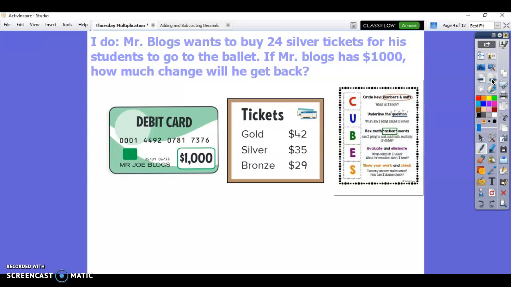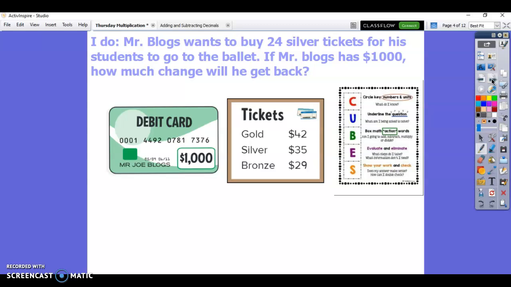Okay, here is a word problem that I want you to just take a moment and listen and follow along as I go. So this is the I do. Mr. Bloggs wants to buy 24 silver tickets for his students to go to the ballet. If Mr. Bloggs has $1,000, how much change would he get back? So there's lots of information here.